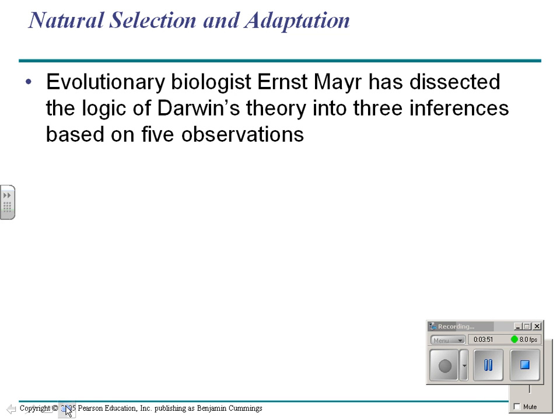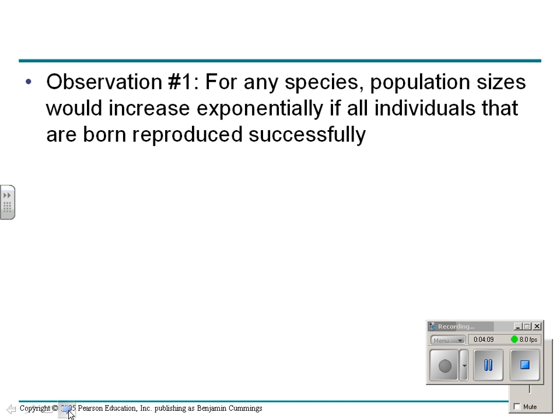So, a guy named Ernst Mayr is an evolutionary biologist, and he has kind of taken Darwin's theory and he's taken Darwin's 5 observations that he wrote down and made it into 3 inferences. Observation 1, for any species, population sizes would increase exponentially if all individuals reproduce successfully.